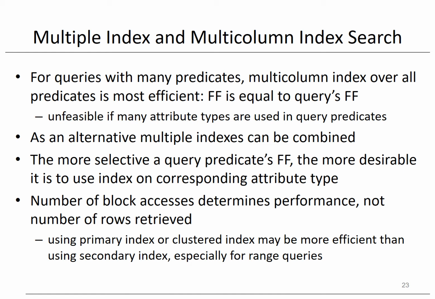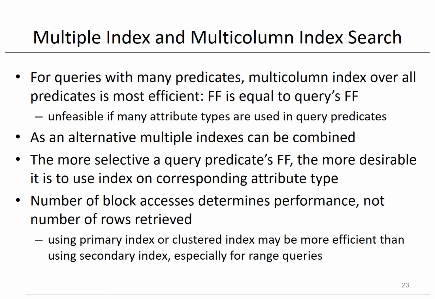As an alternative, multiple indexes can be combined to cover as many query predicates as possible. This requires more indexes, but with a much lower total number of index entries than in the case of a composite index. Generally speaking, the more selective a query predicate's filter factor, the more desirable it is to use the index on the corresponding attribute type in the access plan. If the filter factors associated with non-indexed attribute types are in their turn very selective, many records are retrieved in vain, which is inefficient.